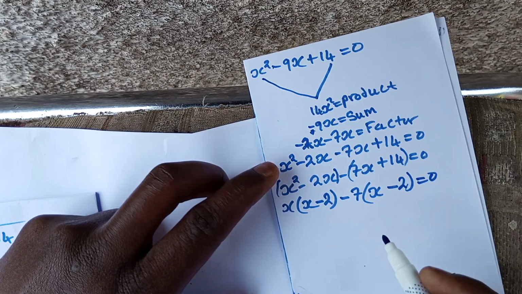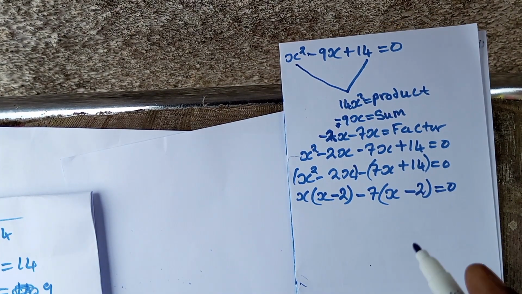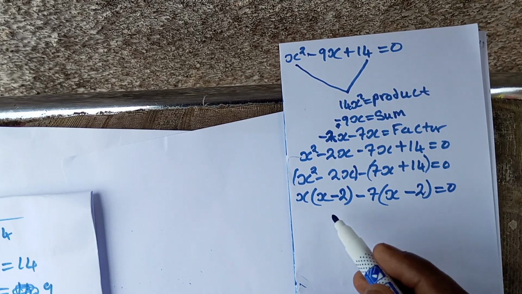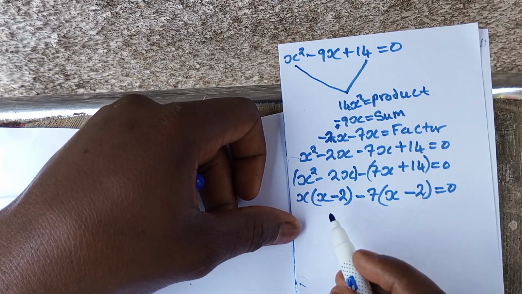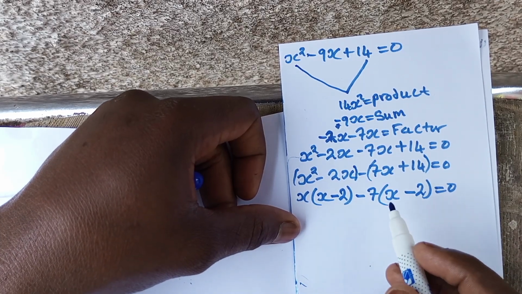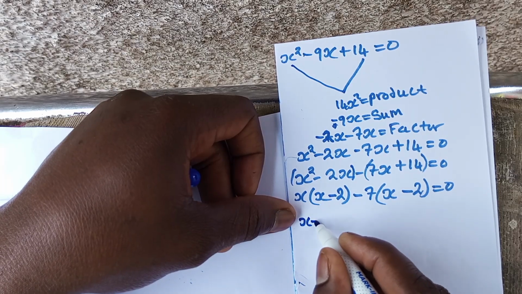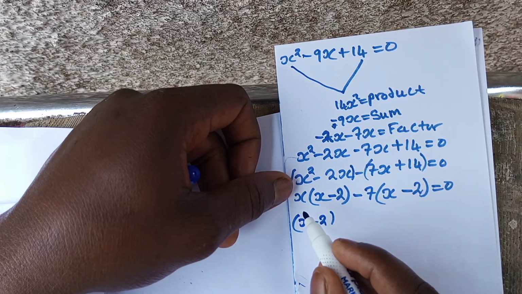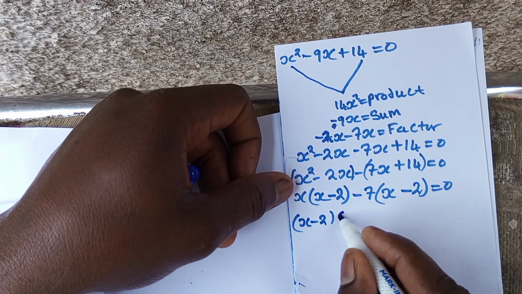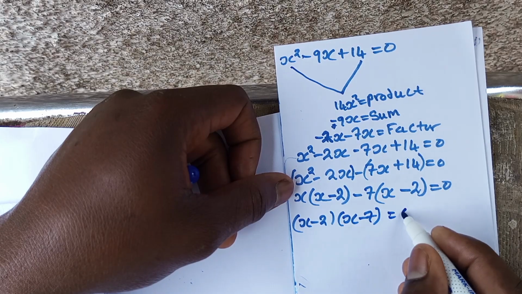So our next step, whenever you are solving a quadratic equation, the bracket is supposed to be the same. The sign and the number inside the bracket are supposed to be the same. We are going to take one bracket, then we take the number outside the bracket. We say x minus 2. This and this is the same. We take 1. Then we take x minus 7. X minus 7, we say equals to 0.